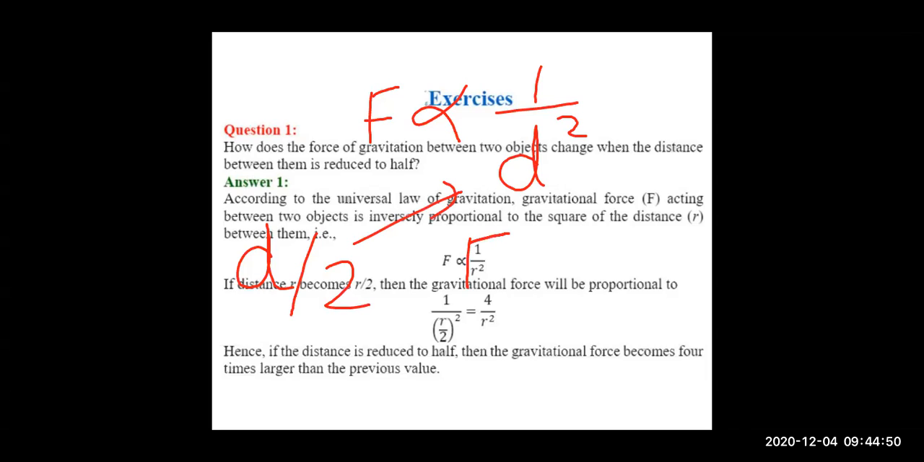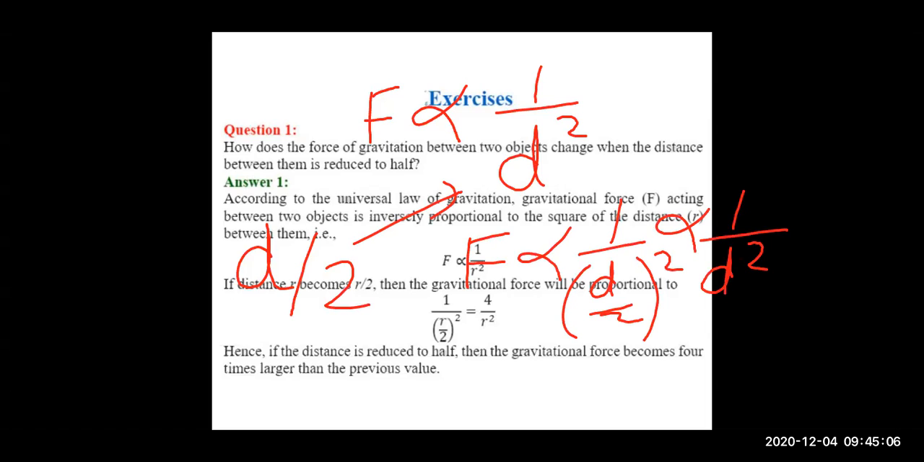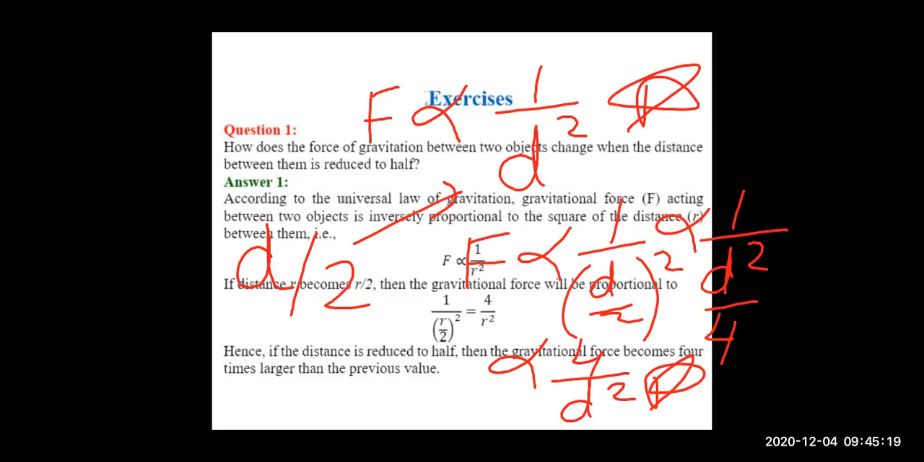We will get F is proportional to 1 upon d by 2. अब d square नहीं लिखेंगे, d by 2 का square लिखेंगे, because जो d है उसकी value change हो गई है, half हो गई है, right? So if we solve this, we will get 1 upon d square upon 4. 4 is in denominator, so it will go up, and we will get 4 upon d square. So if you compare this with this, then you can see that the force has become 4 times.